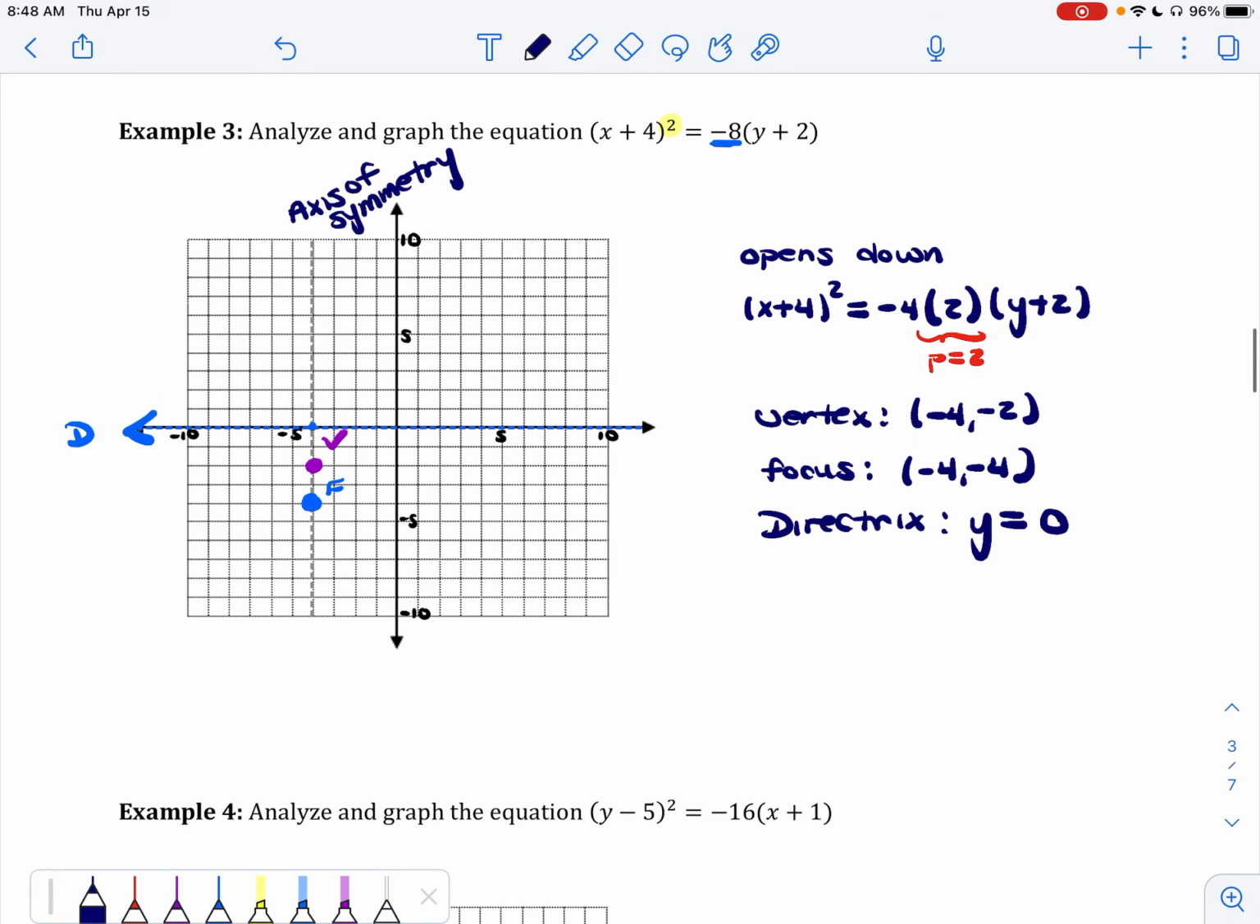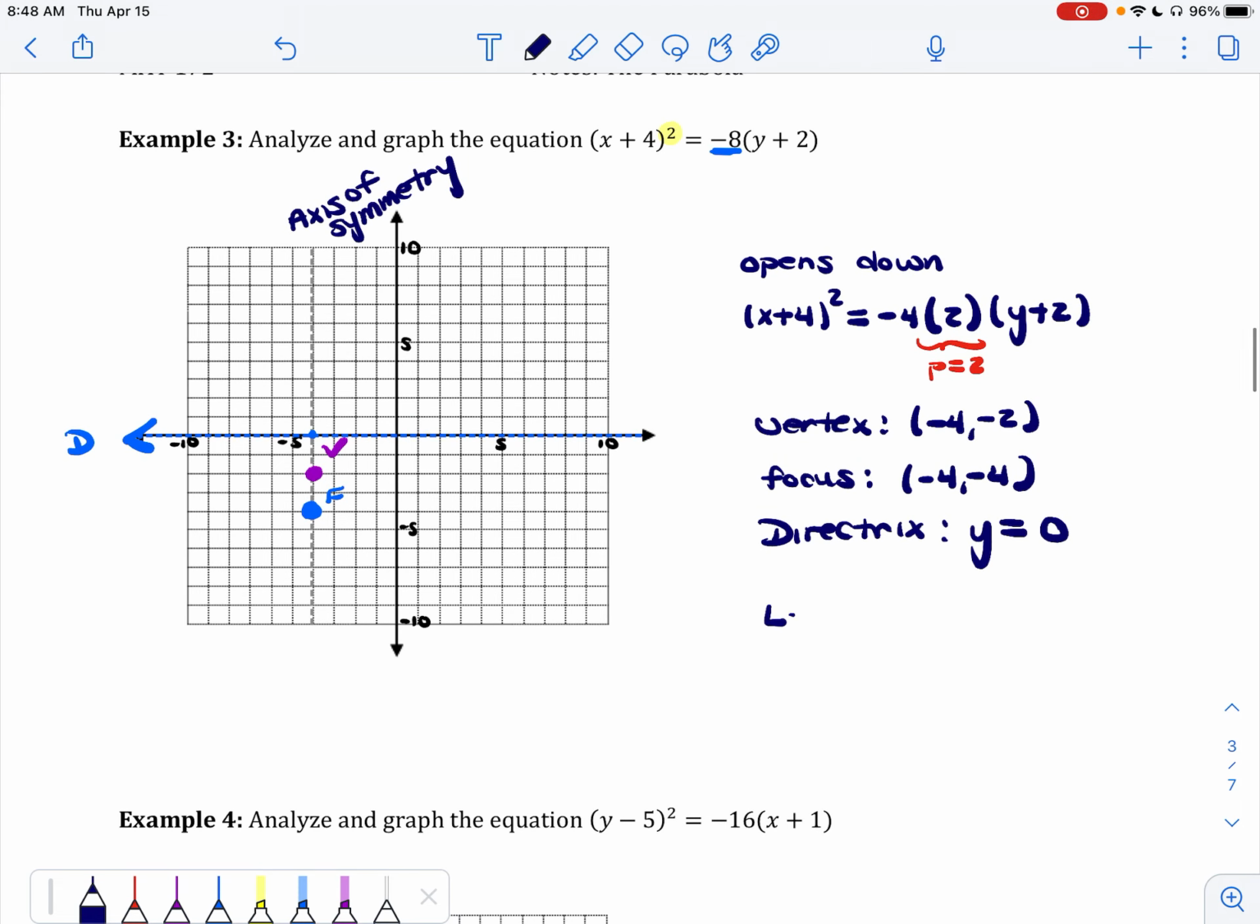All right, and then lastly, we need the latus rectum. The total length of the latus rectum, remember, is the 4p value. So in our original equation, we had a negative 8 right here. Since it's a length, we just want the absolute value of that. So the length of the latus rectum is 8.